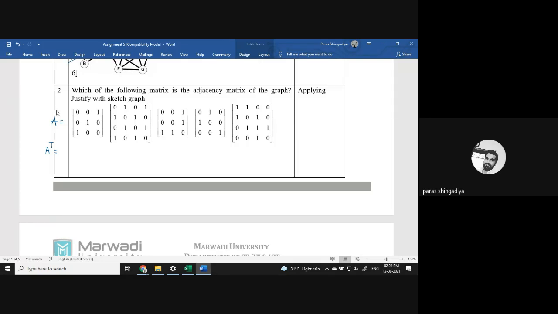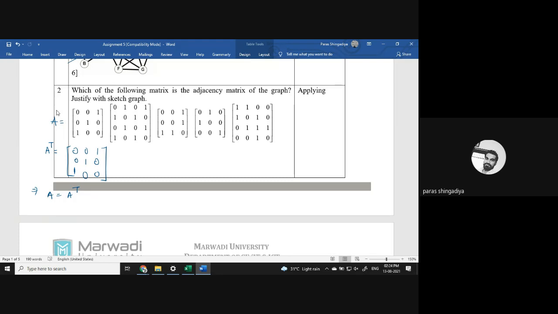So what will be the A transpose of this matrix? What is the meaning of the transpose of a matrix? We interchange rows and columns. So the first row will be your first column. Second row will be the second column. And third row will be the third column. Now you can check A and A transpose. Both are equal. There is no change at any place. Clear? All entries are equal. There is no different entry.